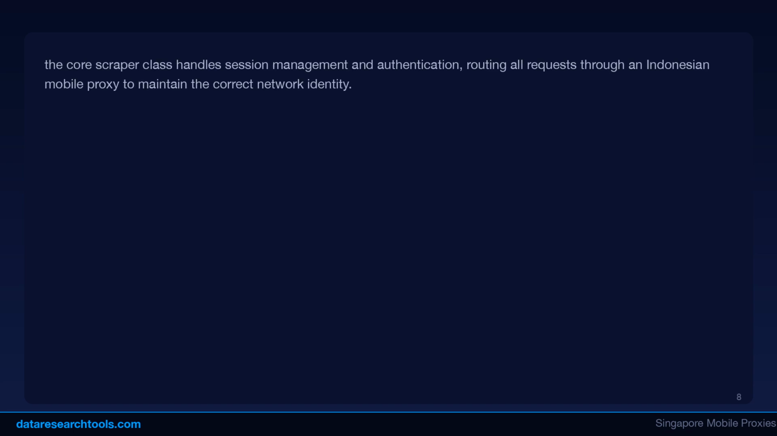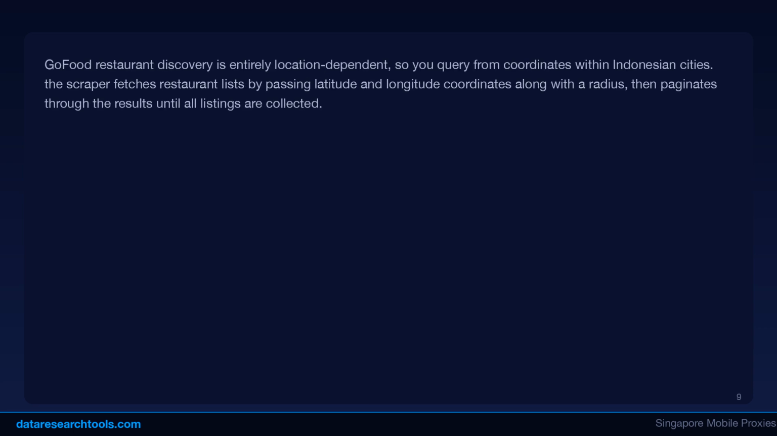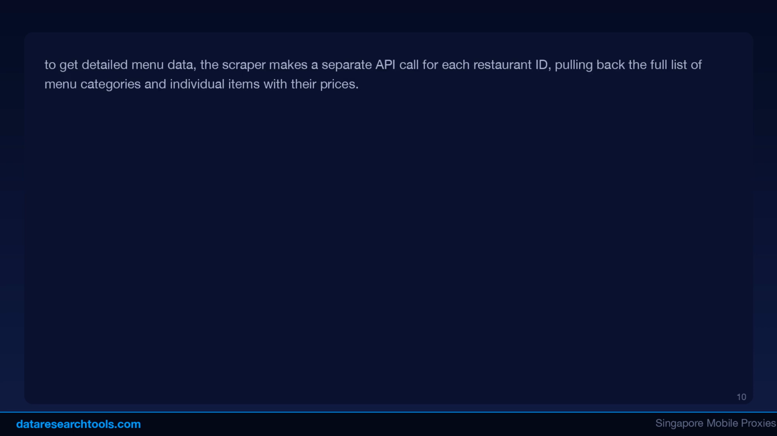The environment setup involves installing the required Python libraries for HTTP requests, async operations, and database storage. The core scraper class handles session management and authentication, routing all requests through an Indonesian mobile proxy to maintain the correct network identity. GoFood restaurant discovery is entirely location dependent, so you query from coordinates within Indonesian cities. The scraper fetches restaurant lists by passing latitude and longitude coordinates along with a radius, then paginates through the results until all listings are collected. To get detailed menu data, the scraper makes a separate API call for each restaurant ID, pulling back the full list of menu categories and individual items with their prices.